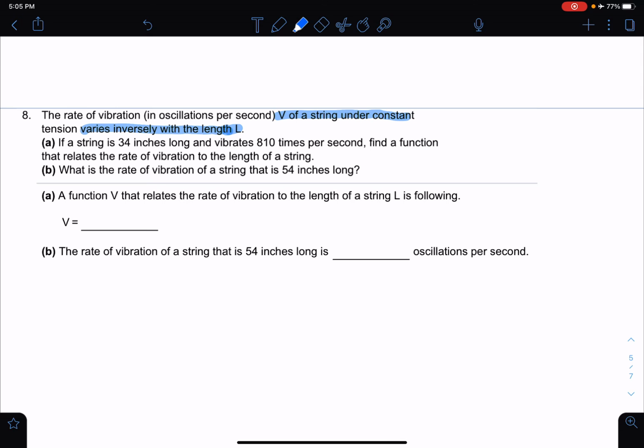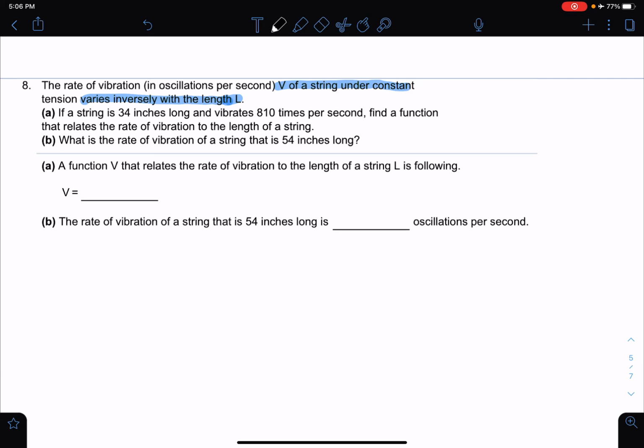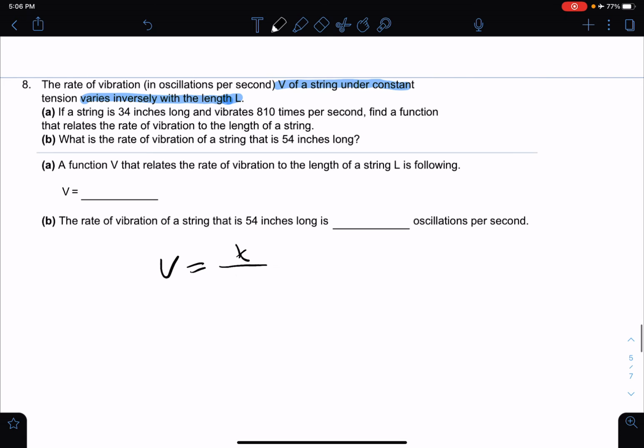So it says the rate of vibration. So it says it varies inversely. So we know it's an inverse variation problem. Let's use the variables here to match up with this situation, okay? So the variables here would be V. I think I would write it like this. I would say, so it says V of a string under constant. So it's going to be V equals K over L. So it has the same look. I'm just using the variables.